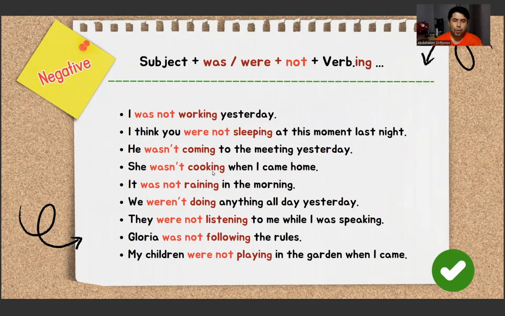She wasn't cooking when I came home. Wasn't is a short form of was not. It was not raining in the morning. We weren't doing anything all day yesterday. Weren't is a short form of were not.